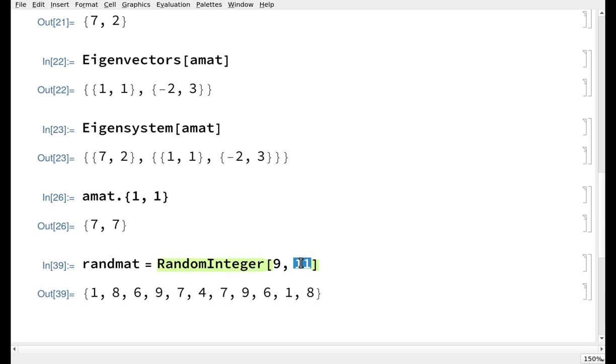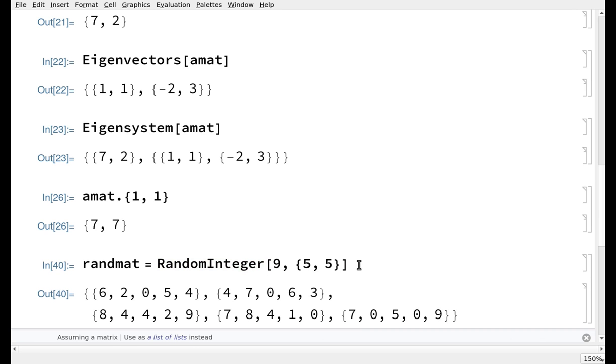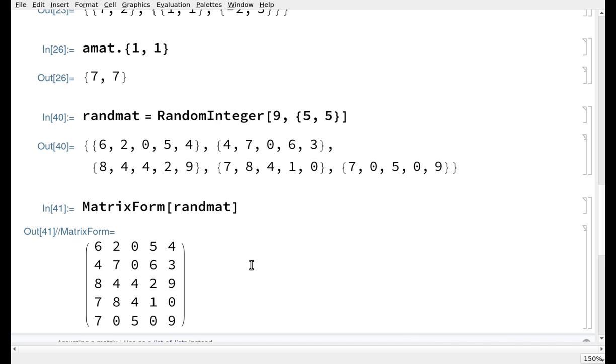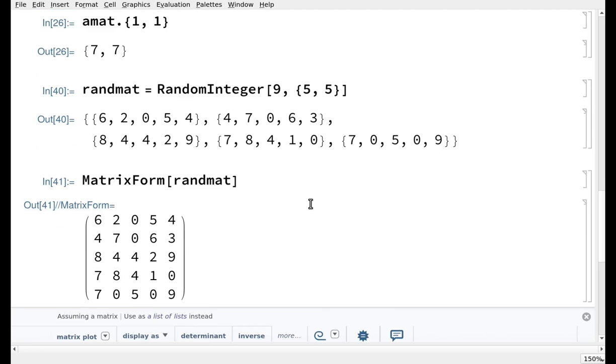Or if I put in a list of numbers here, I can ask it to give me a matrix. So for example, I could ask it to give me a 5 by 5 matrix. This is a list which the random integer function will understand as the dimensions of the matrix it's supposed to fill in. So it's going to fill in a 5 by 5 matrix using the digits 0 through 9. So there's my random matrix. Let's display it as a matrix. And there we go. It's a random matrix of whole numbers, 1-digit positive whole numbers.